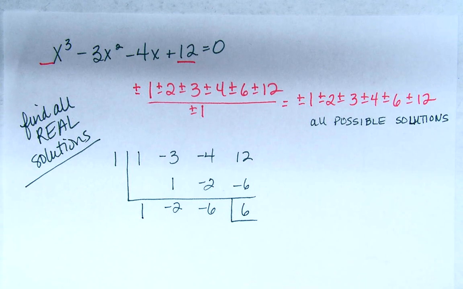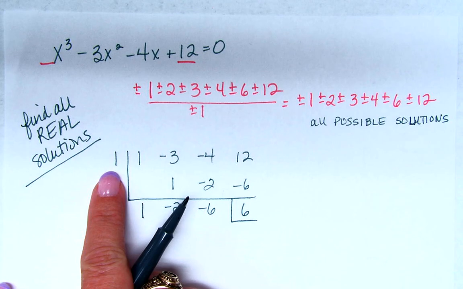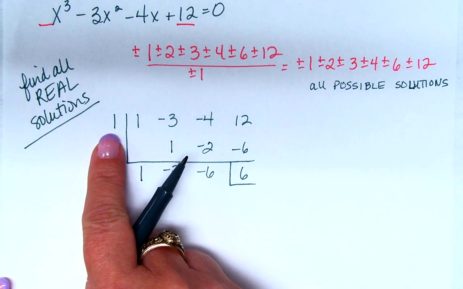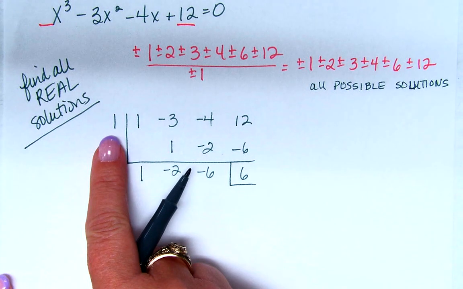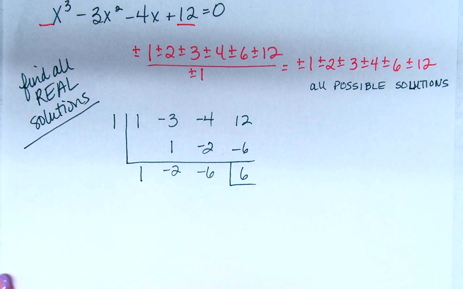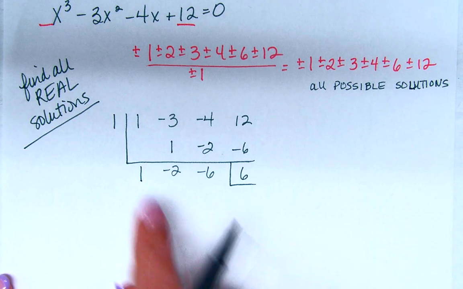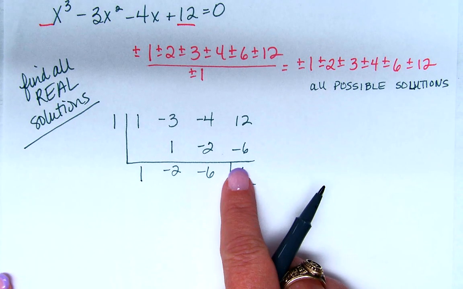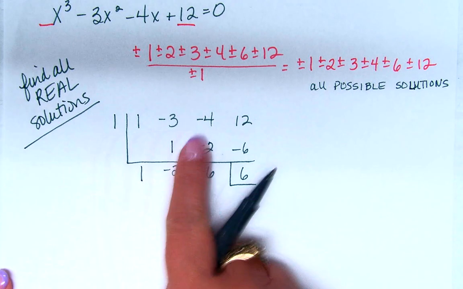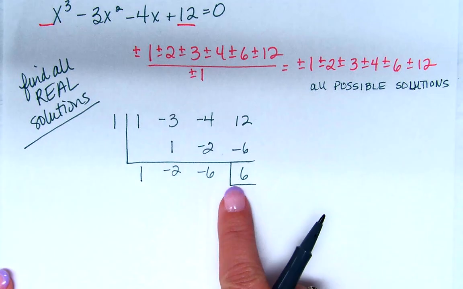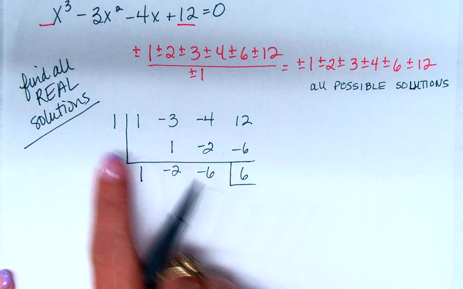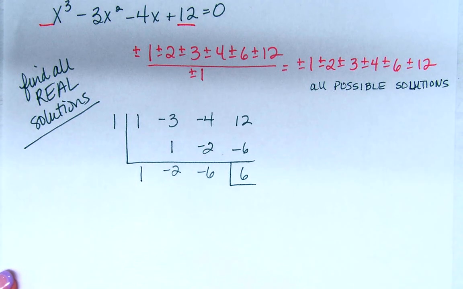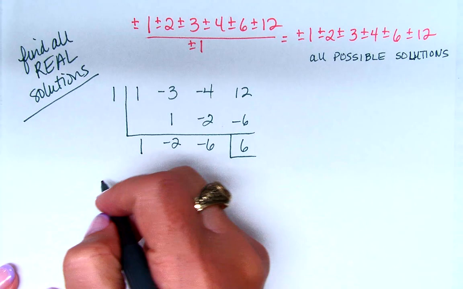So what did I just figure out? Is 1 a solution? No, because it has a remainder. So 1 is not a solution because I got a remainder. I tried 1 with synthetic division into my original equation and I got a remainder that is not 0. And because my remainder is not 0, 1 is not a solution. Does that make sense?